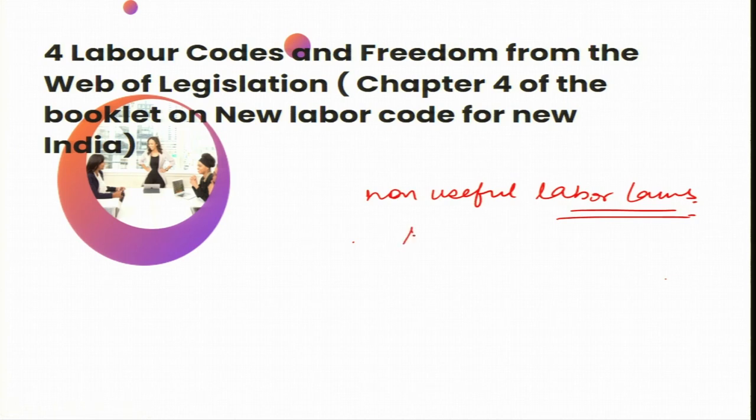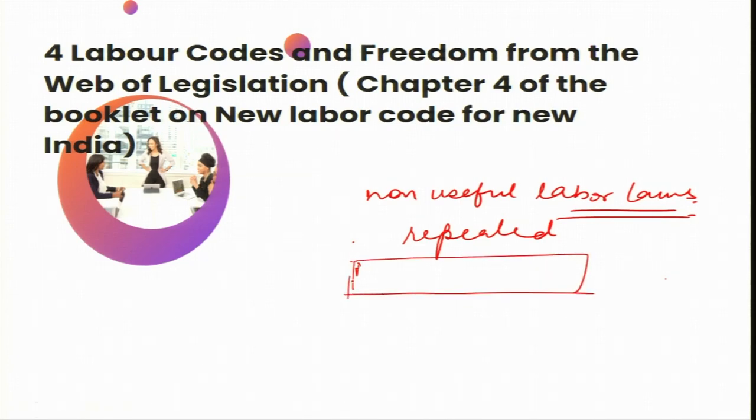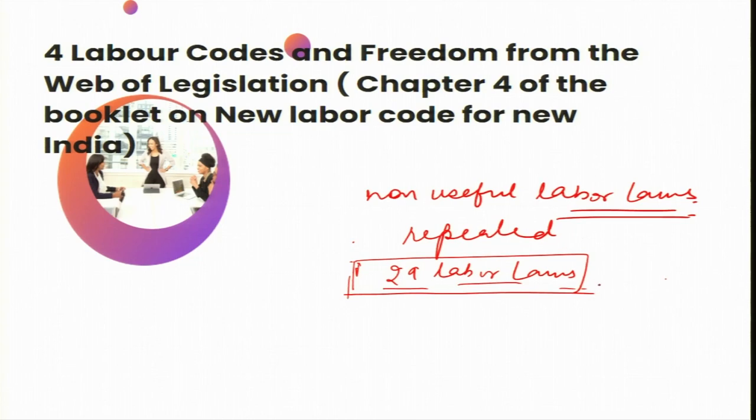And therefore it was felt that the non-useful labor laws need to be repealed. So several laws were repealed as a part of it, and ultimately after careful thinking, rethinking, it was actually found that there are 29 labor laws which still hold relevant, and they are very important for smooth governance of any organization. They provide a very good framework for industrial setups, organizations, the employees, employers. And therefore, it was decided that 29 labor laws need to be codified.